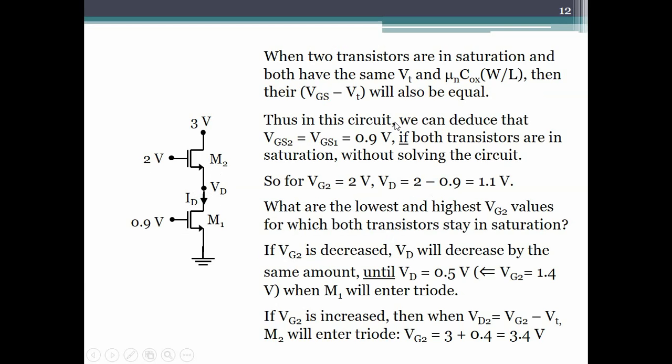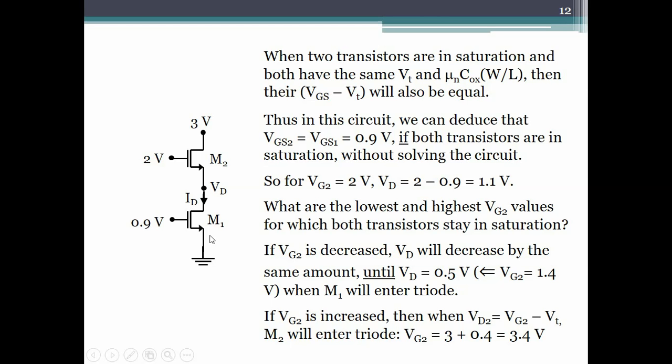Okay, now some interesting analysis about this circuit. So we have two transistors and we have said that the VTs of the transistors are the same. The mu and Cox W by L of the transistor are the same. And if the same current is flowing through both transistors, and both the transistors are in saturation, then we can safely conclude that the VGS minus VT of both the transistors are equal, because everything else is equal. So the VGS minus VTs have to be equal.